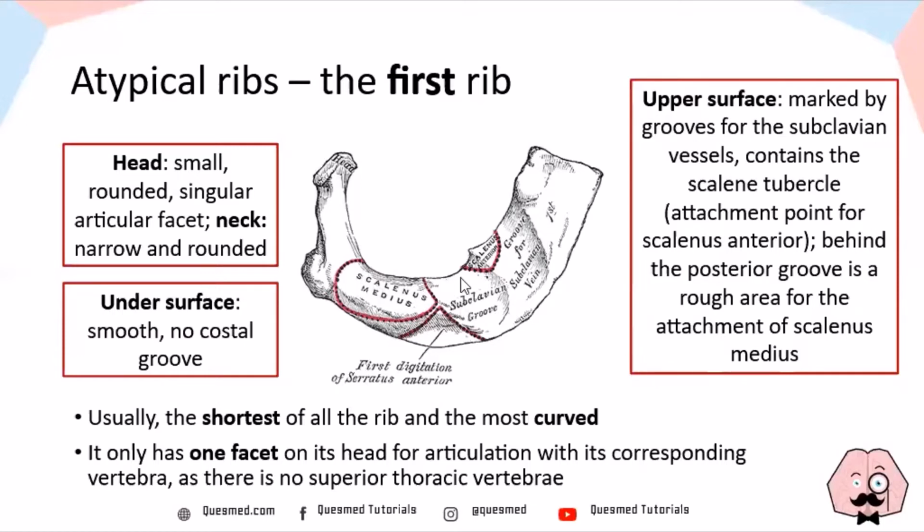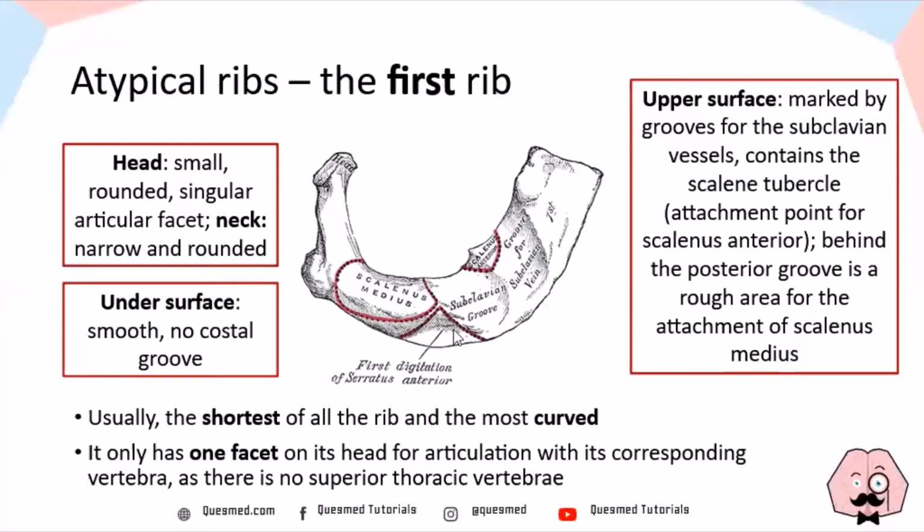And then the upper surface has a few additional things that most ribs don't have. So first of all, it's got these 2 grooves here where the subclavian vessels run. So you've got the subclavian groove where the subclavian artery is, and then the groove for the subclavian vein just next to it. In between these 2 grooves, you've got this little tubercle, which is where the scalene anterior inserts.